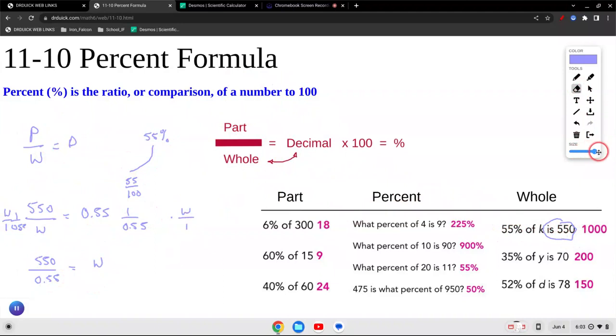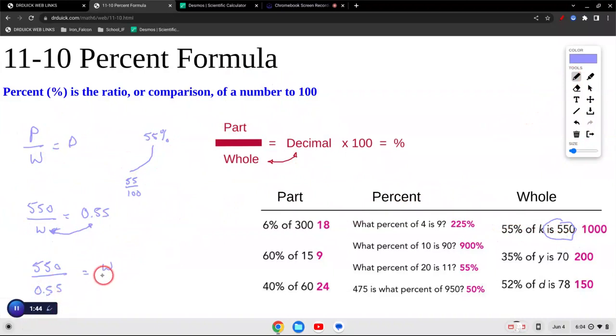I'm going to show you a little trick I learned a long time ago when doing something like this, which is that these two guys can swap spots. So I'm going to do a double arrow. That's what this is for. I can easily move that into that position and put 550 here, put 0.55 here, and put my W here, which makes this a whole lot easier when we start doing problems like this.